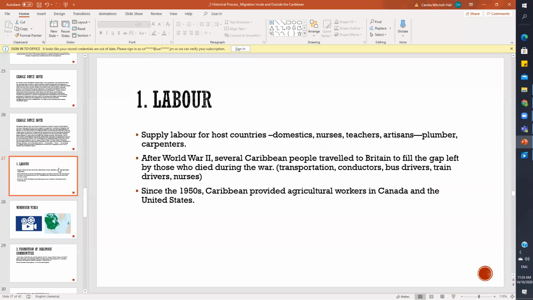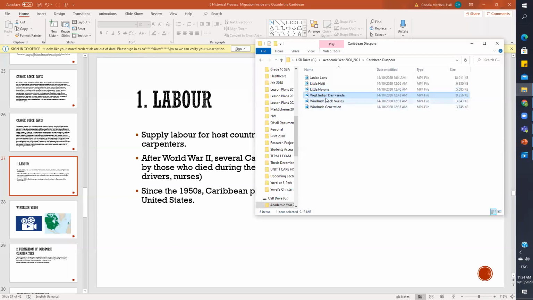Another thing, ladies, that is very important is that since the 1950s, Caribbean people have provided agricultural workers in Canada and the United States. We, from the Caribbean, would have sent people to work on very, very large farms in the United States and Canada. Have you ever heard of the term farm workers? Yes, sir. Yes, so those are the persons they are talking about. That is from the 1950s. They have been providing farm workers to these territories.